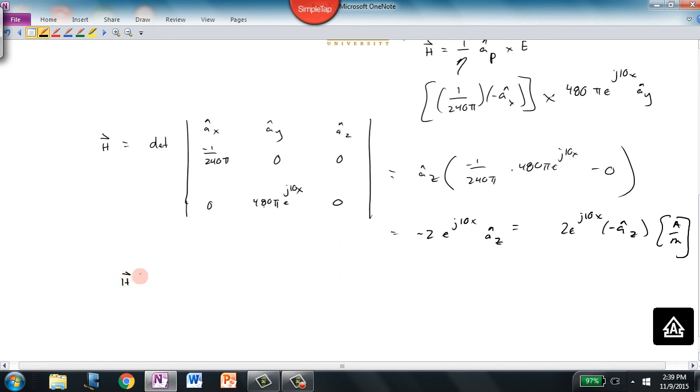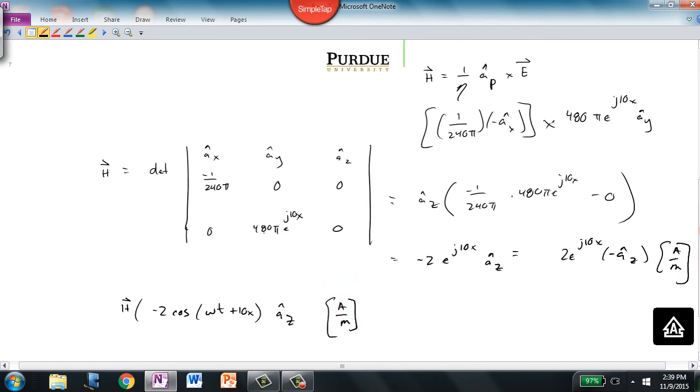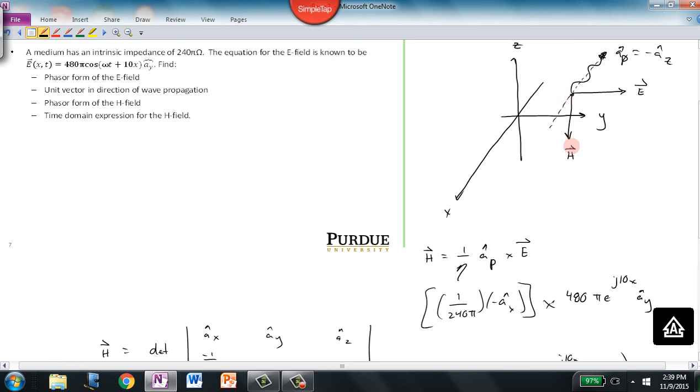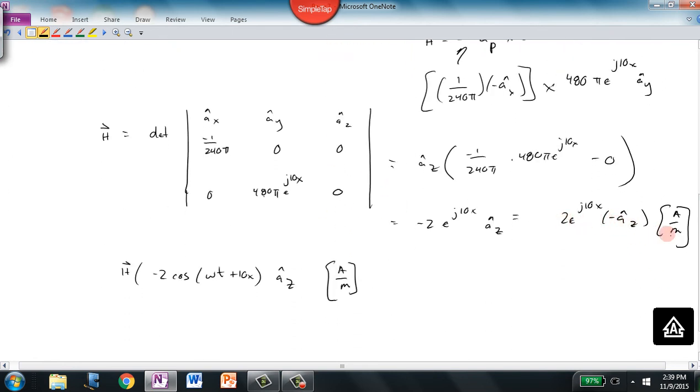So H bar is equal to minus 2 cosine of omega t plus 10x, pointing in the z direction, amps per meter. And so that's the end of the problem. And the last thing I'd like to point out is that initially we predicted that H has to point in the negative z direction, and indeed it does right there. So it's consistent with the right-hand rule.